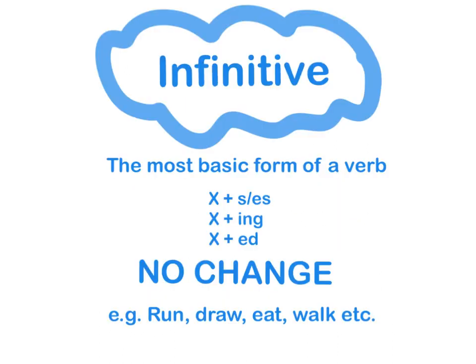For an infinitive, it is the most basic form of a verb. We don't add s or es, we don't add ing, we don't add ed to it. Basically, there's no change to that verb. Okay? For example, run, draw, eat, and walk. These words, we call an infinitive.